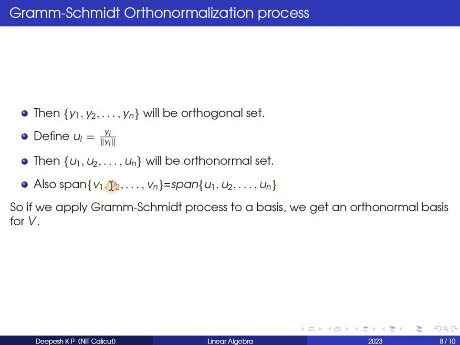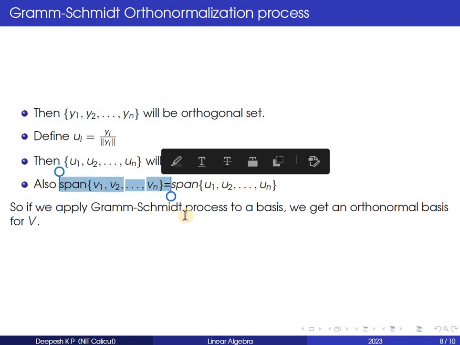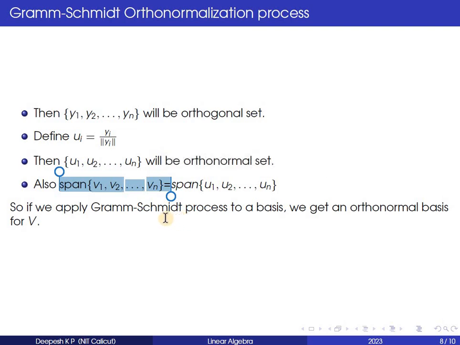Suppose this V1, V2, etc., Vn is a basis. You start with a basis. A basis is always a linearly independent set. And from a basis, you can also create an orthonormal set. And that orthonormal set will be a basis as well as an orthonormal set. And that is called an orthonormal basis for a vector space. From a given basis, you can apply the Gram-Schmidt orthonormalization process to get an orthonormal basis.